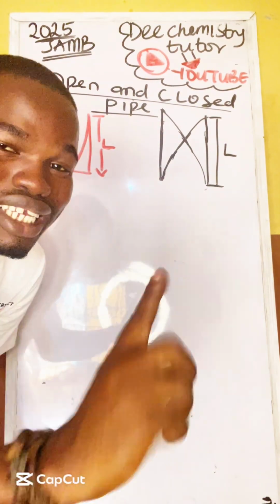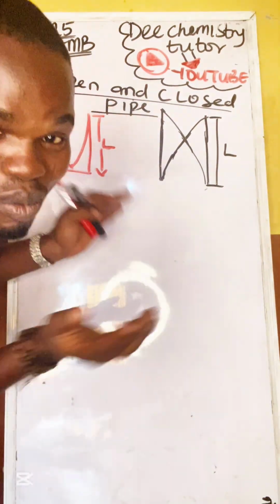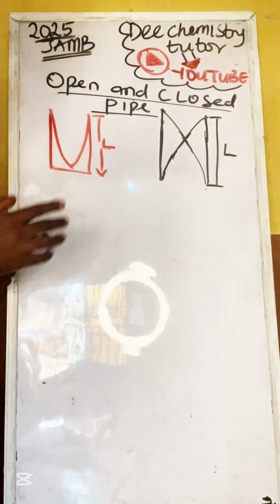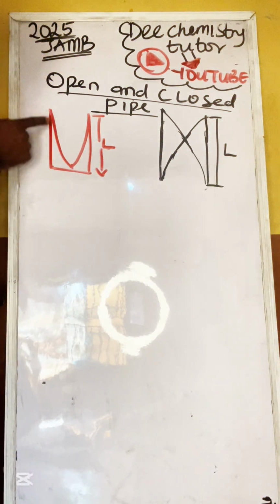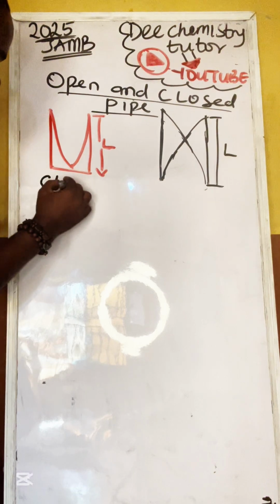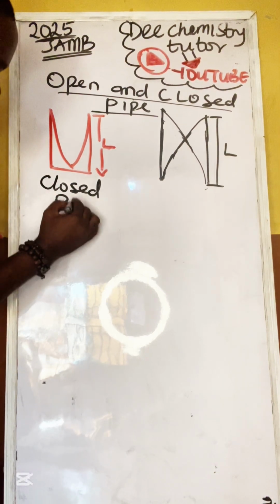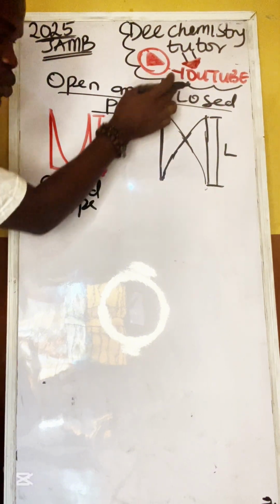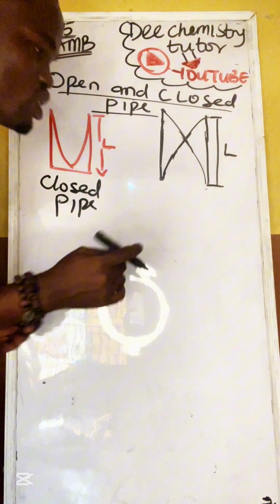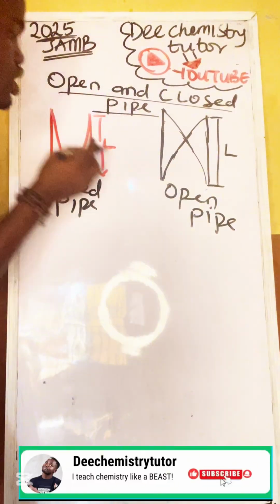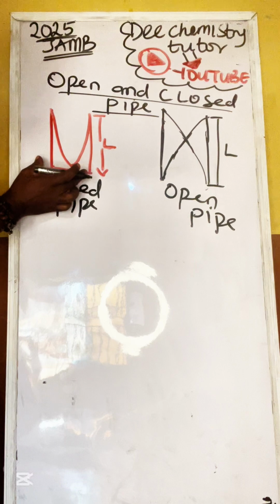Open and closed pipes are the easiest thing in physics, but most students don't know it. Let me teach you. When you have two pipes like this, in such a way that only one side is open and the other side is closed, we say this is a closed pipe. Now, when you have both sides open, that is an open pipe. So in a closed pipe, one side is open, just like you can see, and the other side is closed.